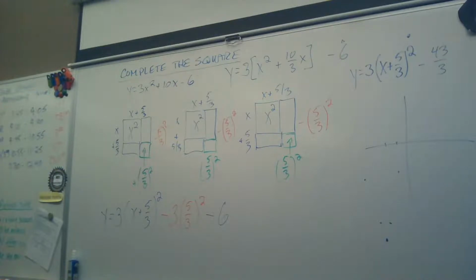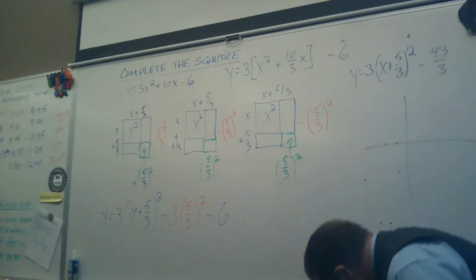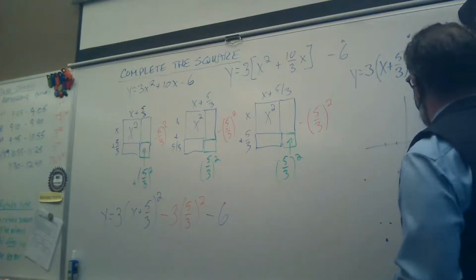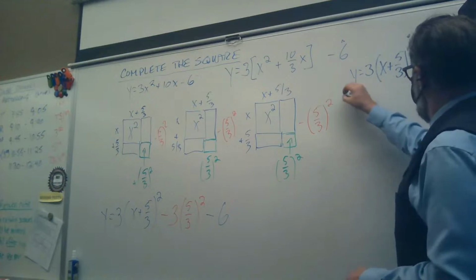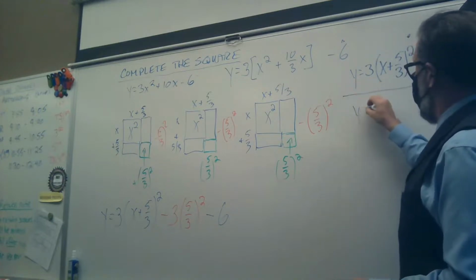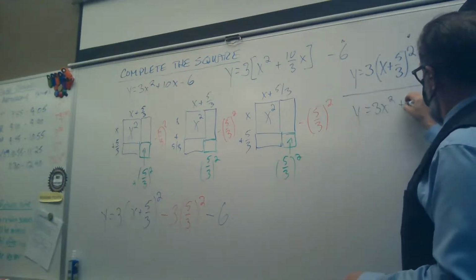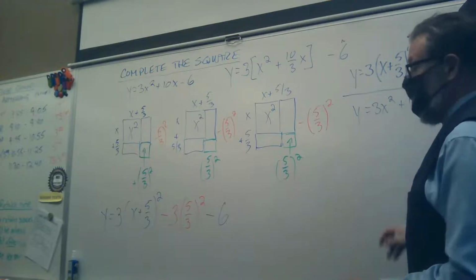Now, what's the easy way to do this if I don't want to have to draw all of these rectangles, because it very quickly became a pain in the neck? Y equals 3x squared plus 10x minus 6.